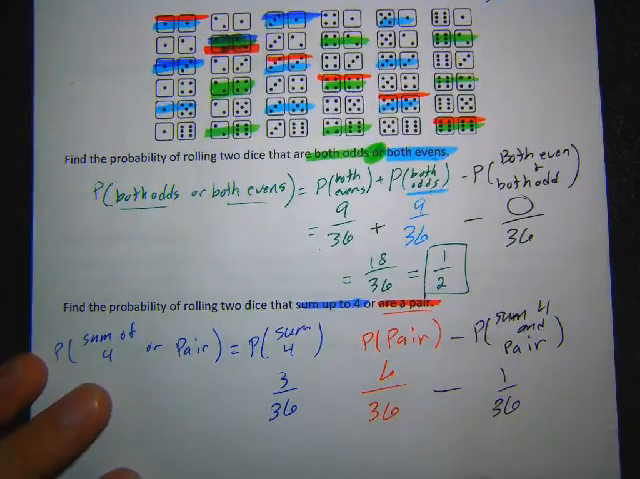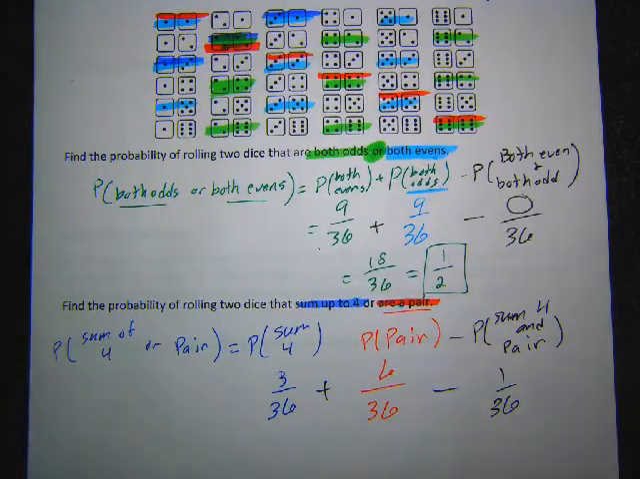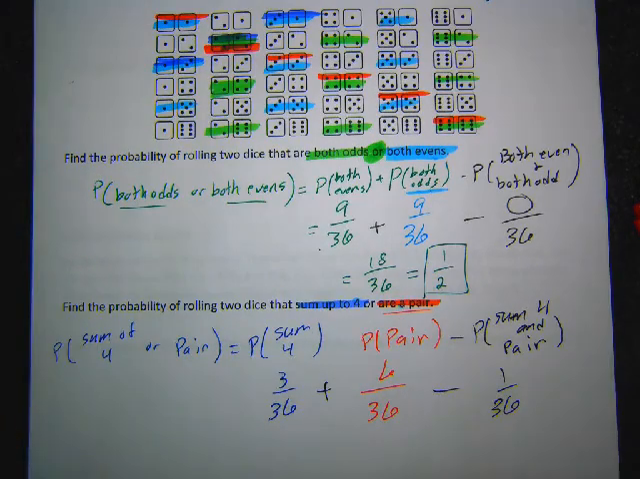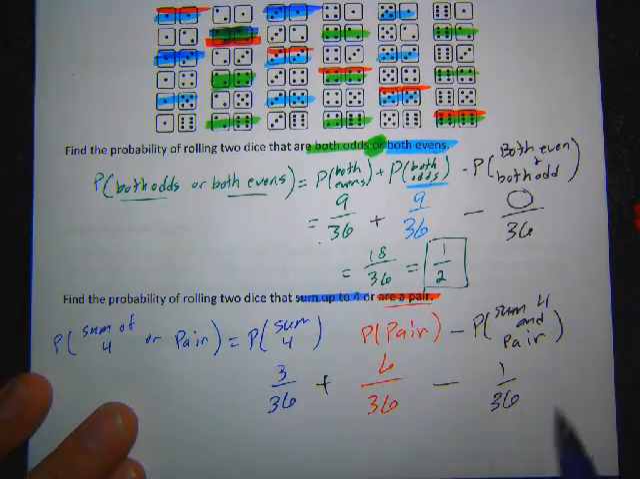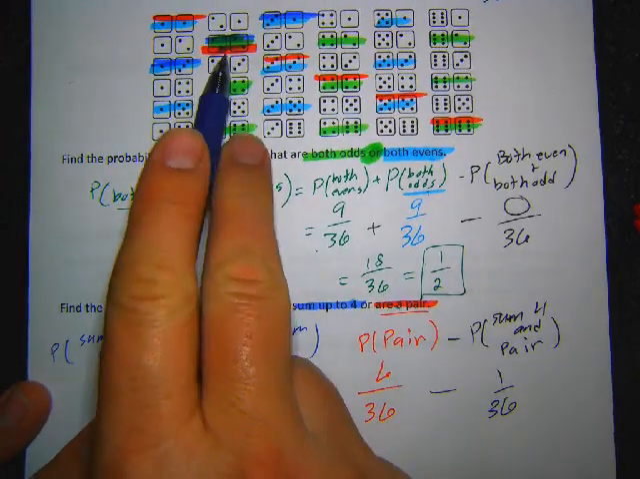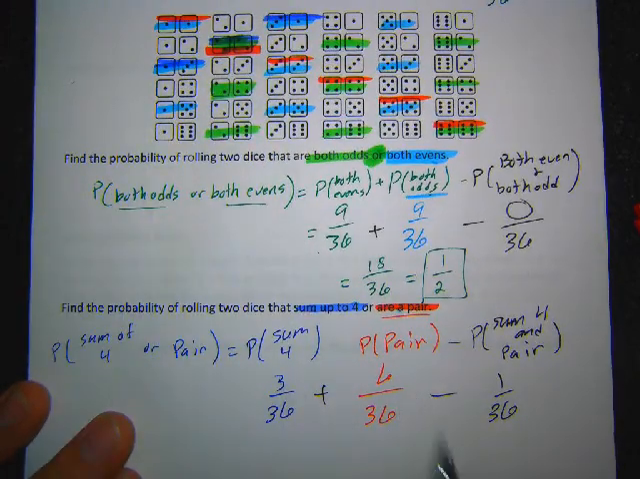So we're going to subtract that one, we're going to add these ones, and that will give us our answer. So that's the idea. When you're doing this or probability, you have more than one option that works. You find the probability of each option, add that together, but subtract anything that was counted twice. Because the pair of 2s got counted for both of these sets, so we don't want to count that twice, because it doesn't count twice.